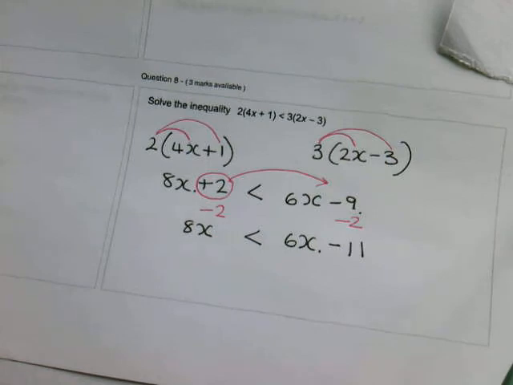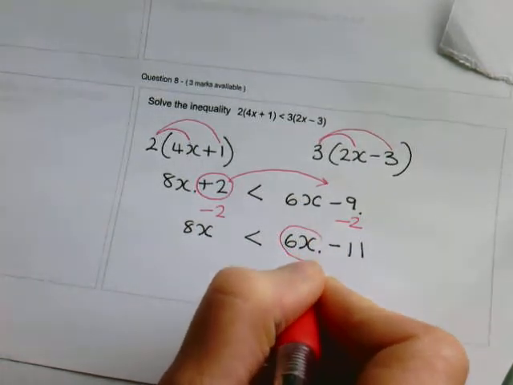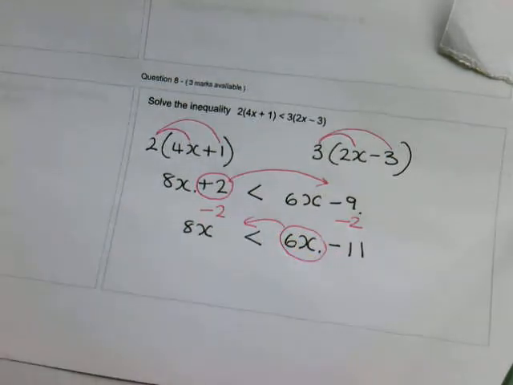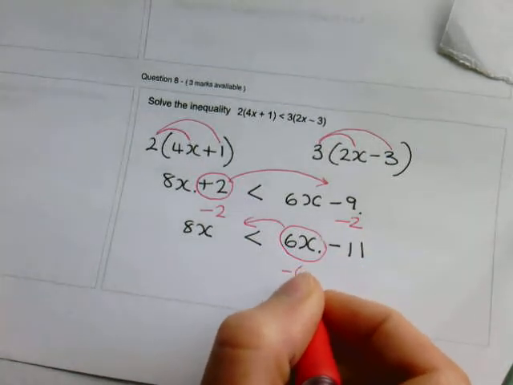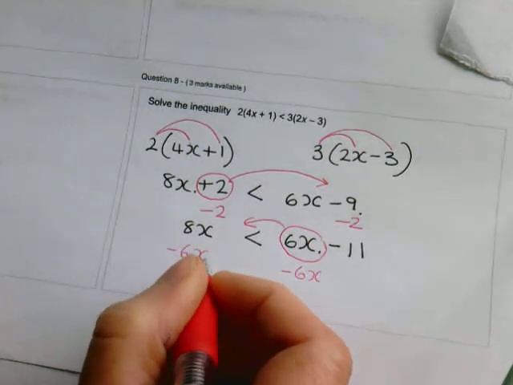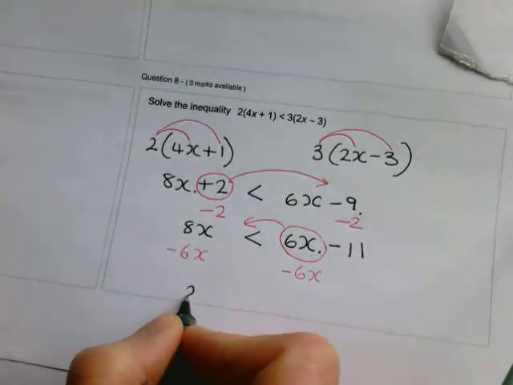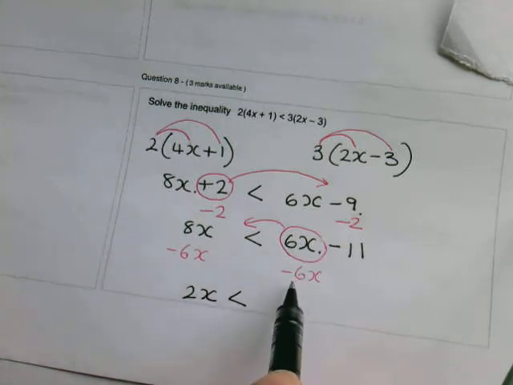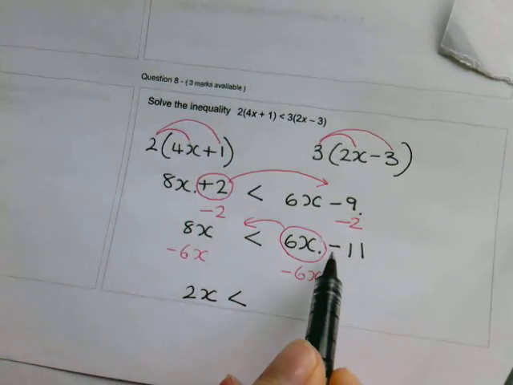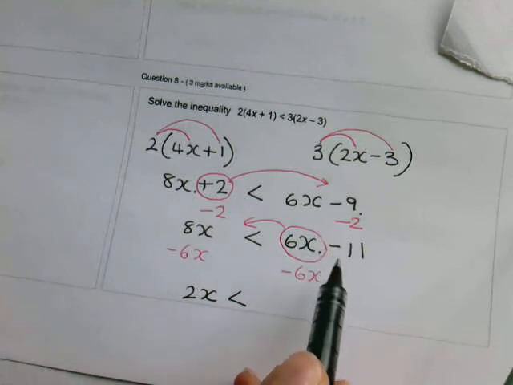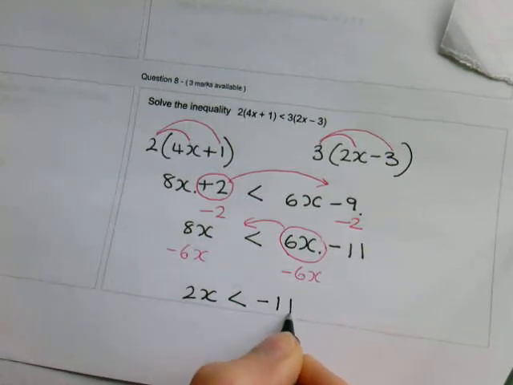So I then want to move my 6x over to here. This is a positive 6x, so we can take it away. There's no sign in front of it, that means it's a positive 6x, and I'm simply going to take 6x away from both sides. 8x take away 6x is 2x, 6x take away 6x is 0, so I've still got, and this is important that we remember this minus, I've still got minus 11 on this side.